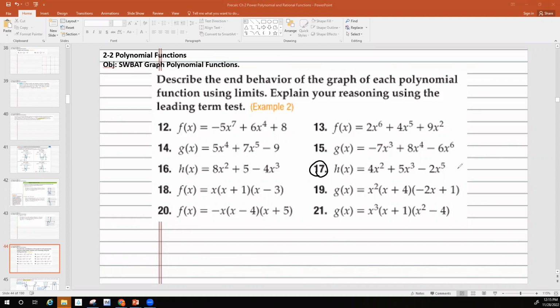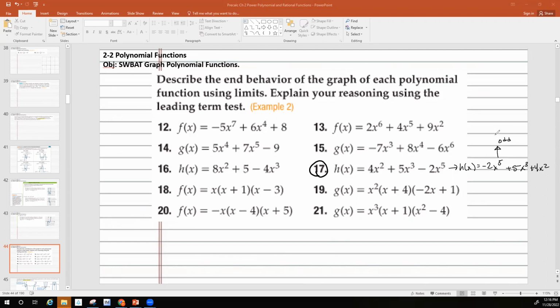So here we can actually arrange this. So it equals negative 2x to the fifth plus 5x cubed plus 4x squared. So I'm putting this in standard form. That means we're putting it in descending order, so it starts with the biggest and goes down to the smallest exponent. And that's why we know this is odd.